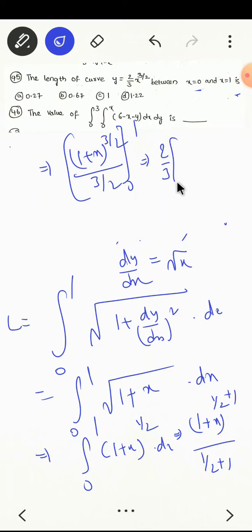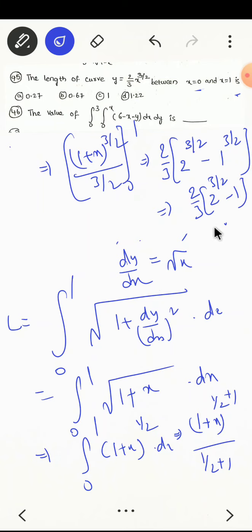This will be 2 by 3 which I have taken outside, and I have applied 1 plus 1, that is 2 raised to power 3 by 2, minus 1 plus 0 raised to power 3 by 2, that is 1 raised to power 3 by 2. So 2 by 3 into (2 raised to power 3 by 2 minus 1). Substitute in your calculator and I am getting approximately 1.218. So which option? 1.218 is approximately equal to 1.22. So option D is correct.